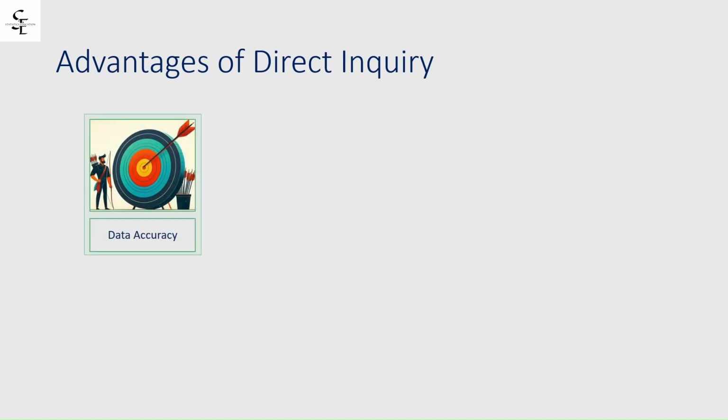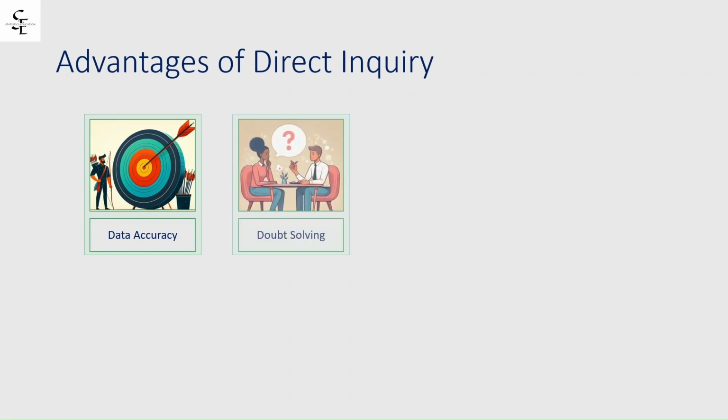Now let's learn about the advantages of direct inquiry. The first point is data accuracy. The data is collected by the researcher himself or the person appointed by him. Thus the data gathered is highly accurate and reliable. The next point is doubt solving. The researcher or the person appointed by him is collecting data by having a face-to-face conversation. Thus, they can resolve any doubts of the respondents at any time of the inquiry.